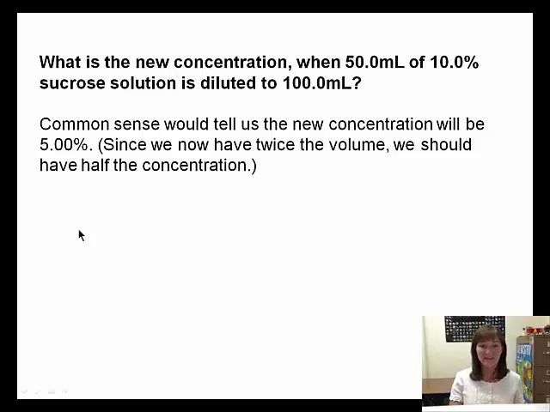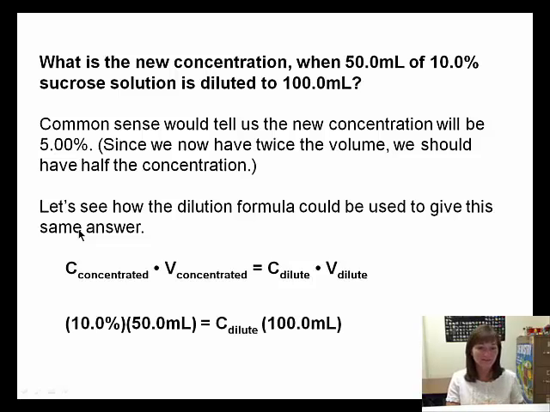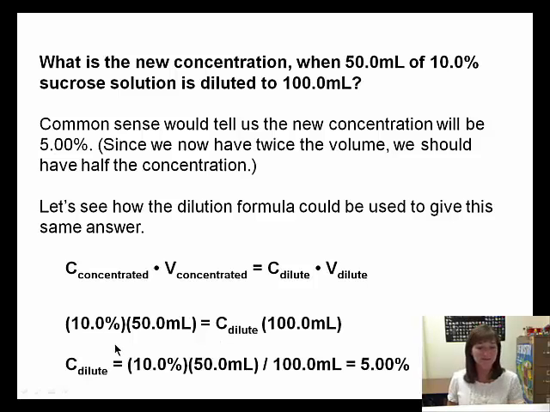But how would we set that up using our dilution formula? So you first write down the dilution formula and then you plug in the numbers you know. The concentration of the concentrated one was 10%. And I started off with 50 milliliters of this 10%. And then I added enough water till I diluted it to 100 milliliters. And so what I'm looking for is my new concentration. So I just have to algebraically solve this for my C dilute. So I take the 10% times the 50 milliliters, divide by 100. And so my milliliters are going to cancel, and my unit is going to come out in percent.